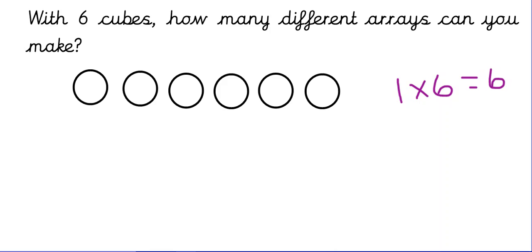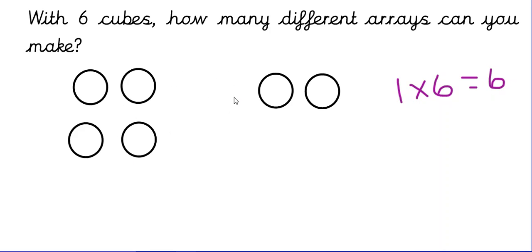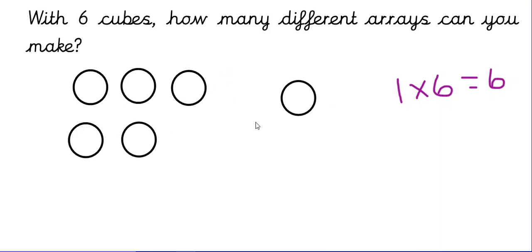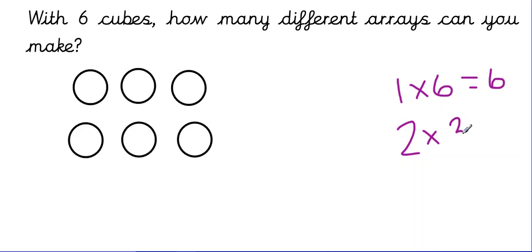Can I make 2 equal groups? If I put my 2 groups there, that's group 1, group 2, and I equal them out, so I've got 2 in group 1, 2 in group 2, then I've got 3 in group 1 and 3 in group 2. So there I've got another array, haven't I? This time I have got 2 multiplied by 3 equals 6.